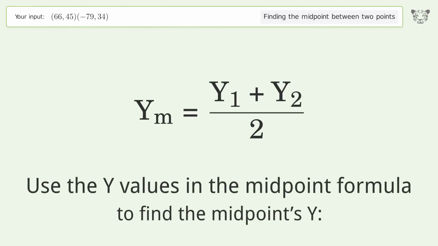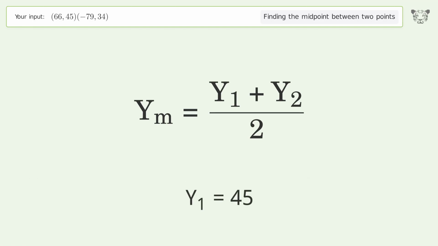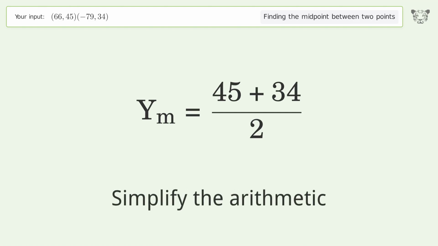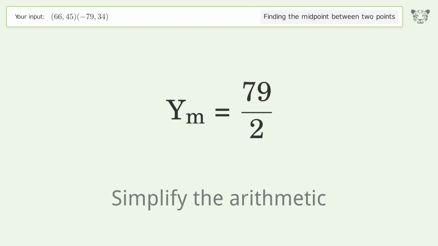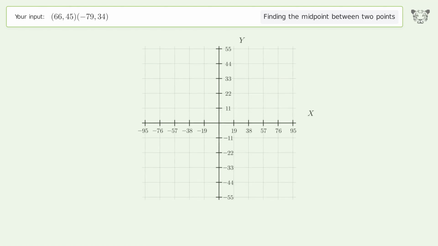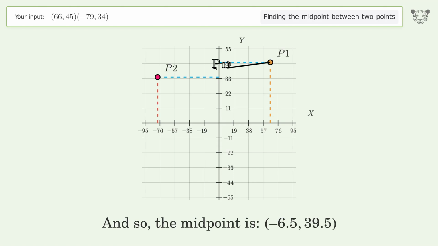Use the y values in the midpoint formula to find the midpoint's y. y1 equals 45. y2 equals 34. Simplify the arithmetic. And so, the midpoint is -6.5, 39.5.